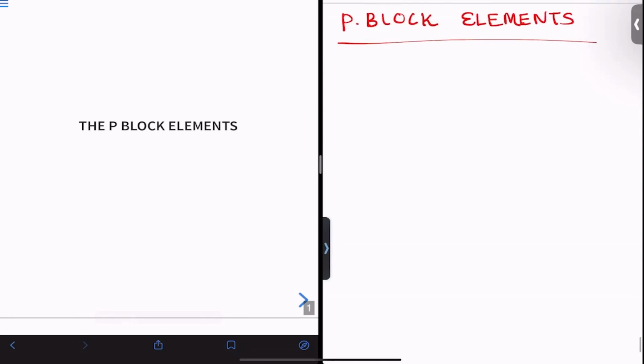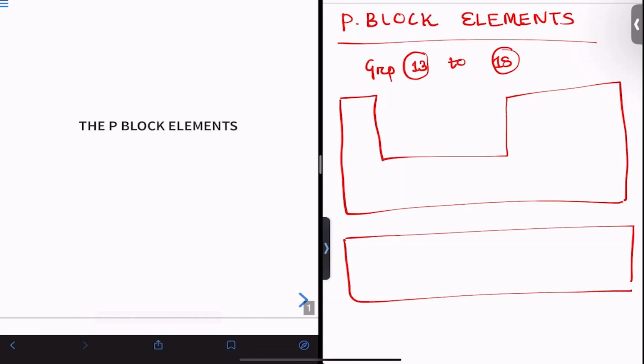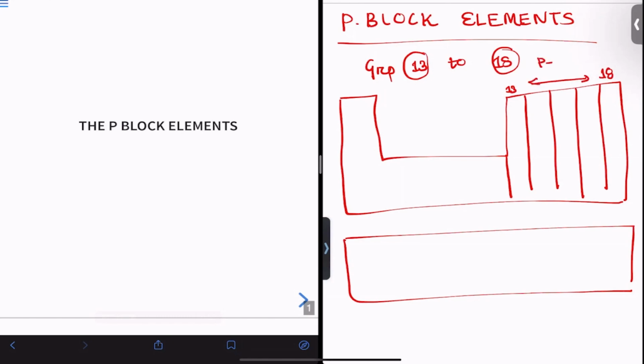P block elements contain group 13 to group 18 elements. P block is on the right side of the periodic table. If you remember, this is how our periodic table looks like, and on the right side, our P block elements lie. Group 13 to group 18, these are our P block elements.